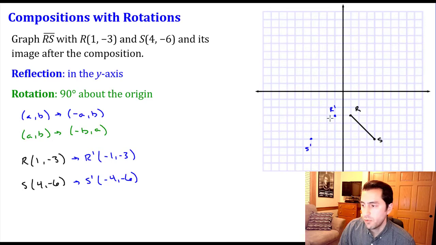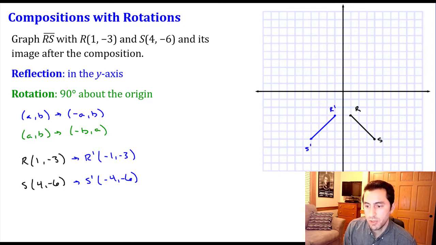So when we're doing a reflection, we know that the line of reflection is the perpendicular bisector between the pre-image and the image. So if we take a look at our points here, they should be the same distance away from the y-axis. So R is 1 unit to the right of the y-axis, R prime is 1 unit to the left. S is 1, 2, 3, 4 units away, and S prime is also 1, 2, 3, 4 units away. So that looks good.